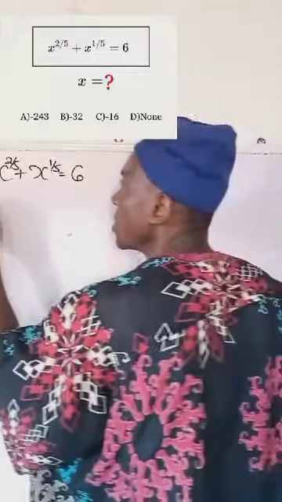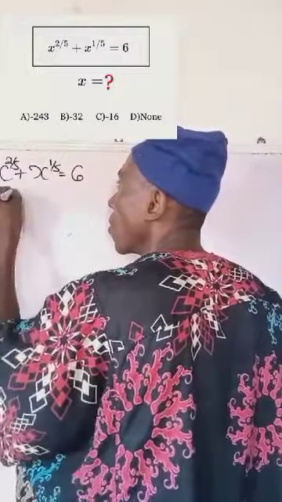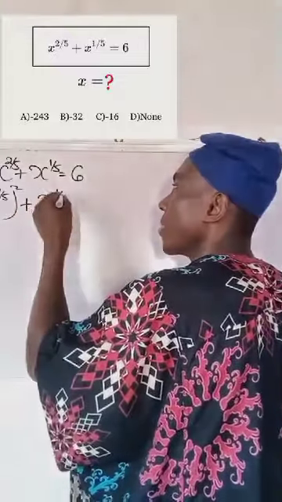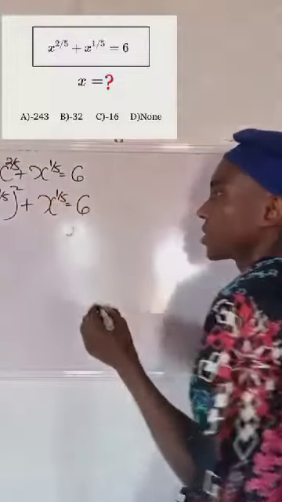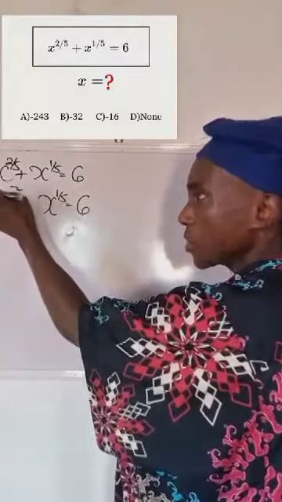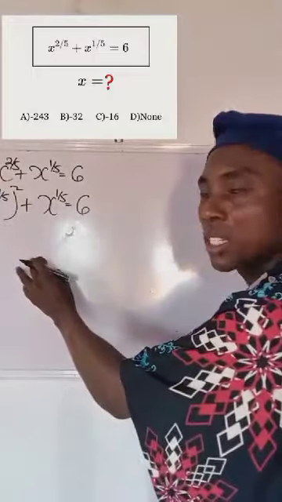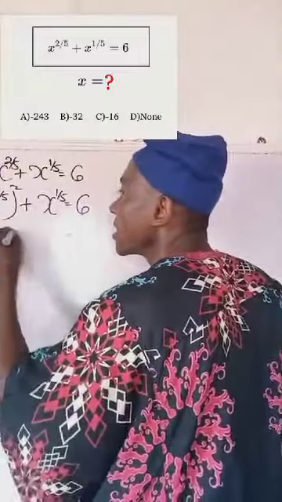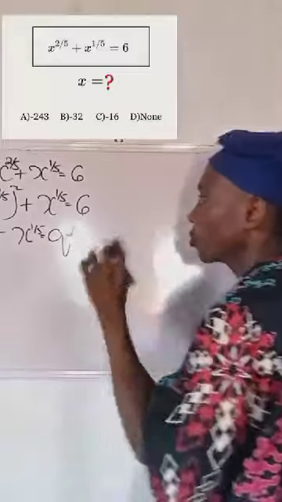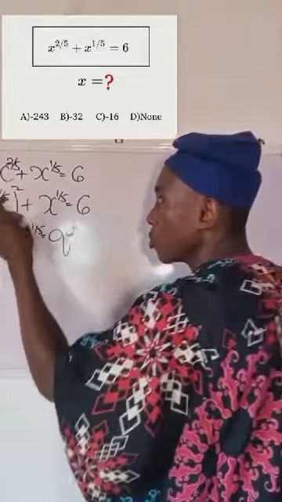Now, this is the same thing as x raised to the power 1 over 5, all squared, plus x raised to the power 1 over 5 equals 6. Are we there? Yes, because if we use our power law, 1 over 5 times 2 will give me 2 over 5. So I have not changed anything here. I will now say, let x raised to the power 1 over 5 equal q, small letter q.